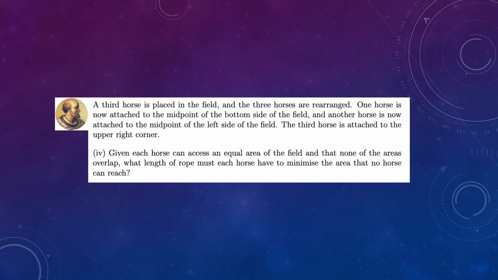Okay, so a third horse is now put into the field, and the 3 horses are rearranged. Definitely you want to draw a little diagram of that when you're working away on this. Now, the specific problem we've got to work on is, given that each horse can access an equal area of the field, we're going to have 2 semicircles and a quarter circle, but they've got to have equal areas and nothing overlaps. So what length of rope must each horse have to minimize the area that no horse can reach? Alright, so let's go for that.